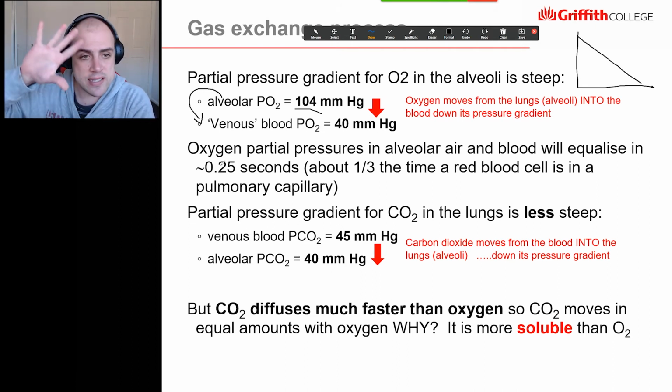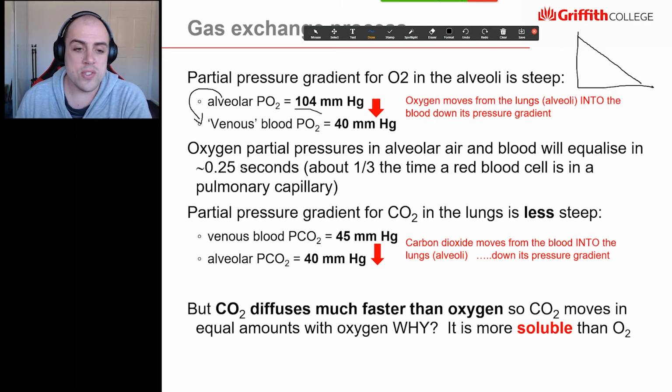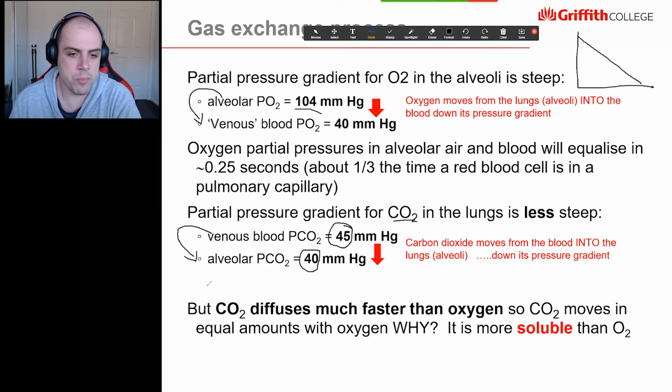Now, in the same way, we also see a difference in partial pressure for carbon dioxide, in that the venous blood supply of carbon dioxide is 45 millimeters of mercury, compared to alveolar partial pressure of carbon dioxide, which is 40. So it's going to move from high partial pressure to low partial pressure, and it's going to leave this venous blood supply and move into the alveoli.